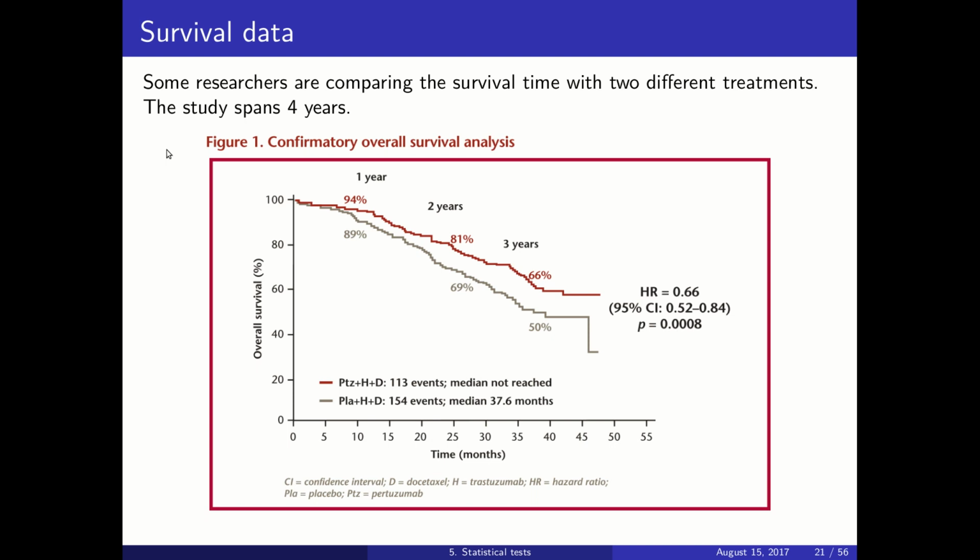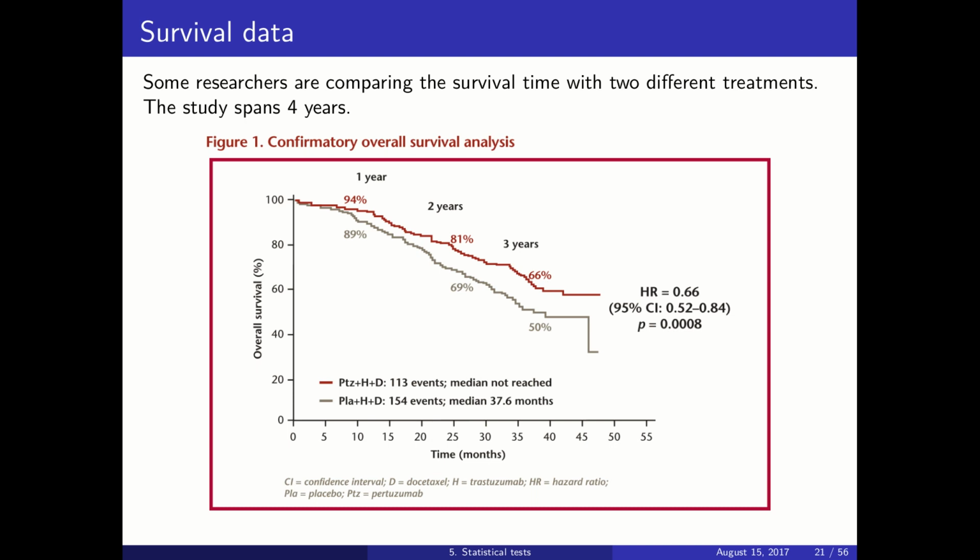So let's say that you are studying the survival time with two different treatments. The study spans 4 years, so it goes up to month 48, and these are the two survival curves. With one of the treatments, after 1 year we have about 94% probability of survival, while with the other treatment we have about 89%, and then after 2 years it is 81% and 69%, and so on. So we can compute the hazard ratio.